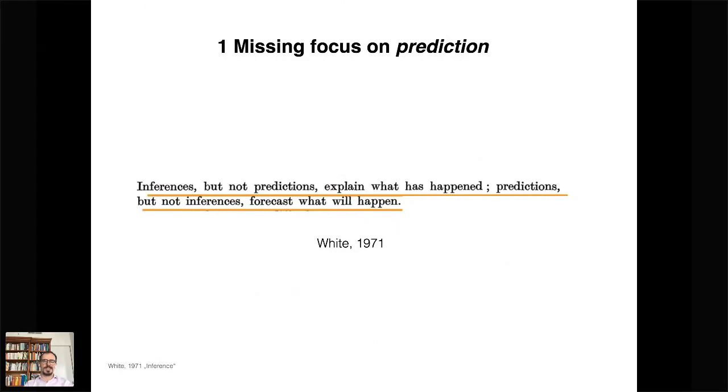In the following, I'll make 10 different arguments why establishing p-values in significant relationships is misaligned with many of the goals that we have in precision psychiatry and computational psychiatry. So one first citation is this one here from the 70s, actually a philosopher. Inferences but not prediction explain what has happened, and predictions but not inferences forecast what will happen.